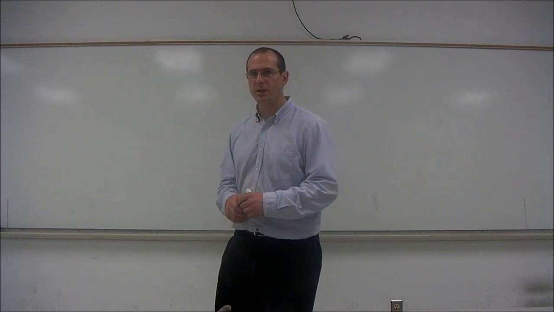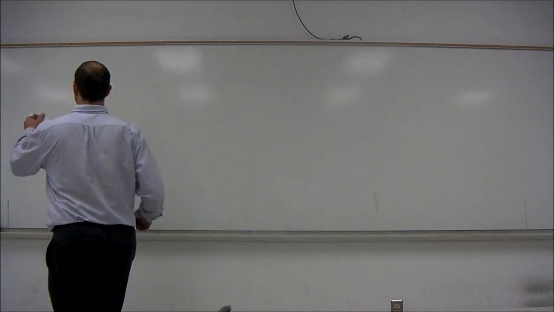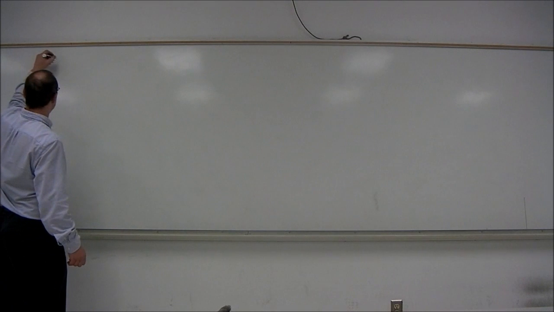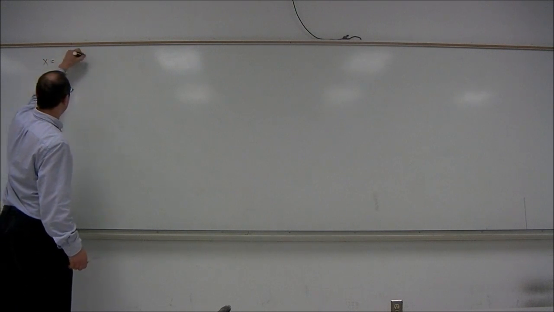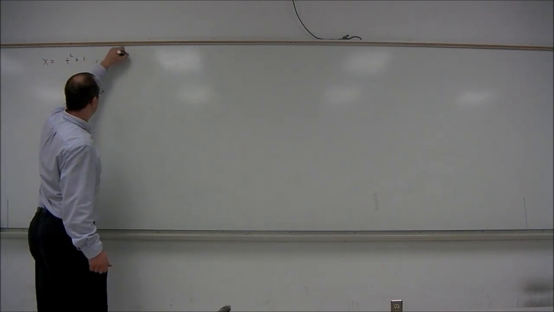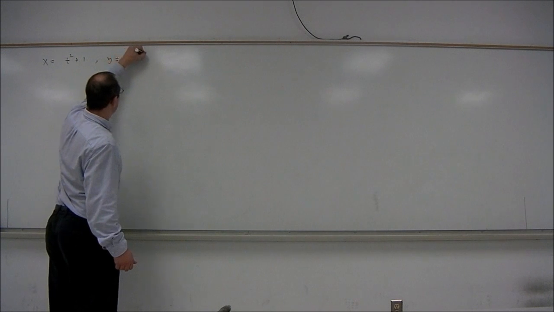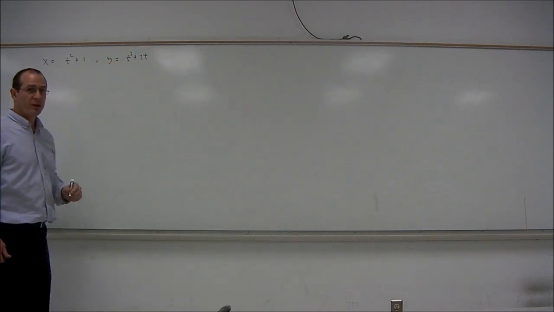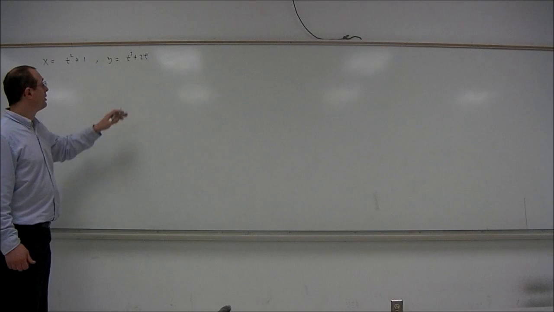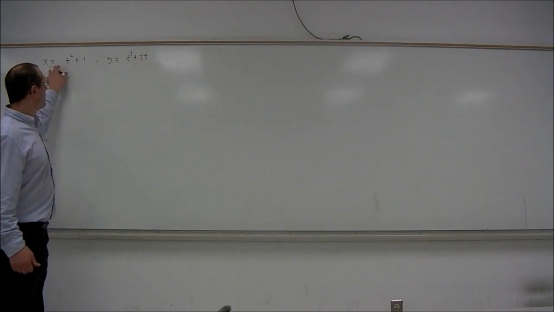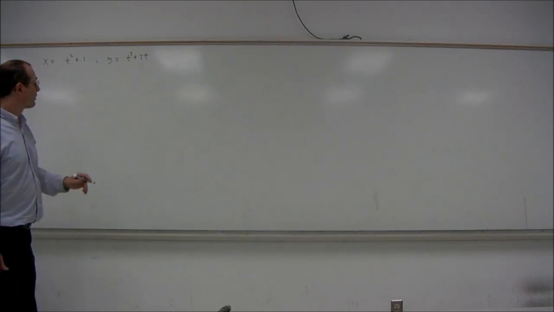Let's make up a curve in parametric form. Suppose that x is equal to t squared plus 1 and y is equal to t cubed plus 2t. So there's a curve in parametric form. t is the parameter. x and y each depend on t.